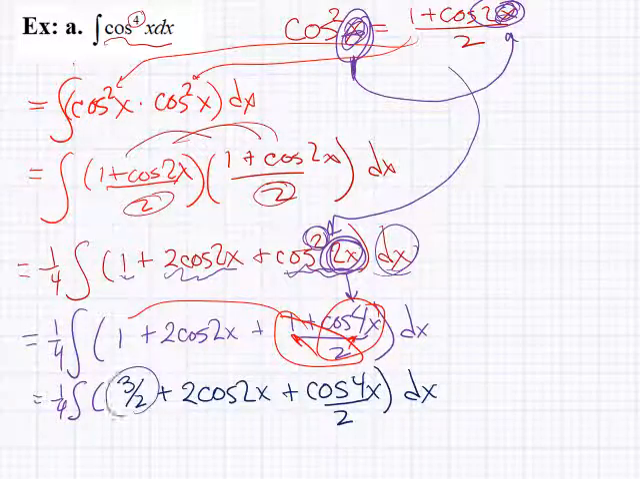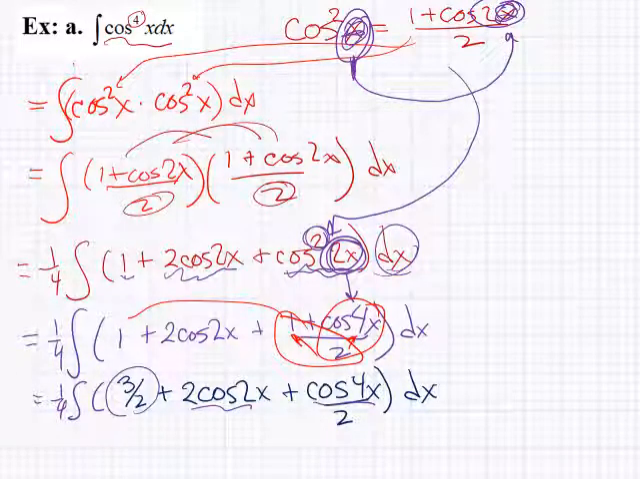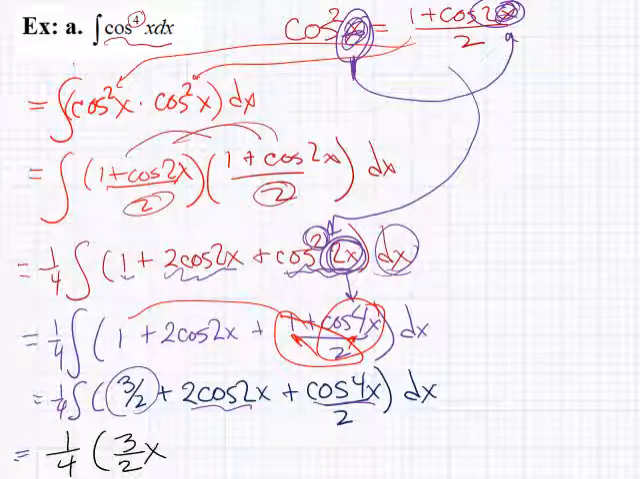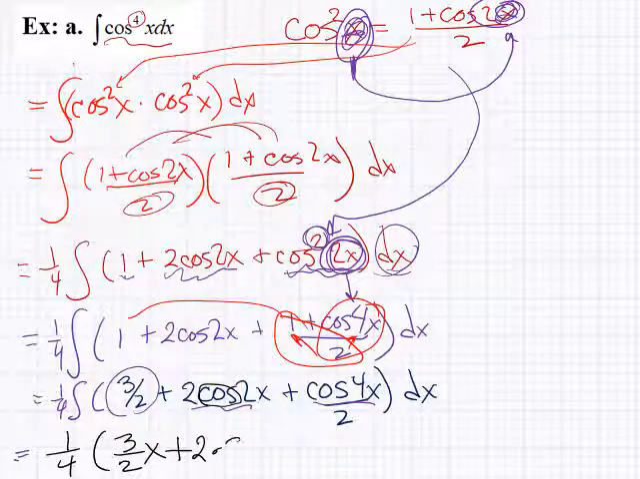I got 3/2 with respect to x, easy. Cosine to the first, cosine to the first. So finally, what do I get? I get 1/4 times 3/2 x plus, the integral of cosine is sine, but now integral of cosine 2x, so I have 2 times sine 2x over 2. So then these will cancel.